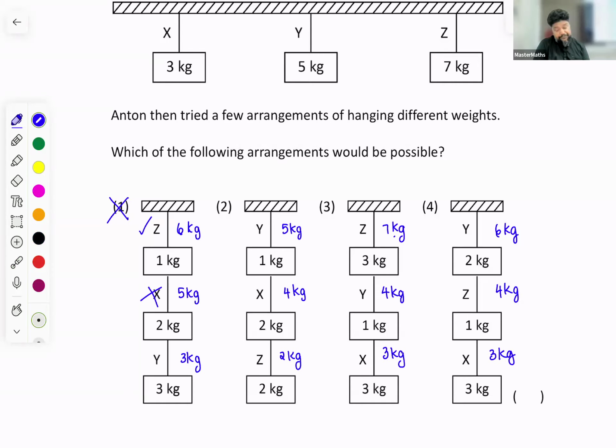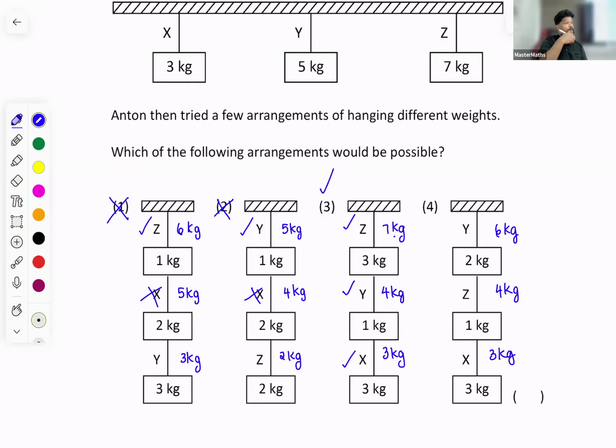Option 1 is out. Can Y hold 5 kg? Yes. Can X hold 4 kg? No. Maximum it can hold is 3. Can Z hold 7 kg? Aina, can Z hold 7 kg? Yes. Can Y hold 4 kg? Yes. Can X hold 3 kg? Yes. So option 3 can.